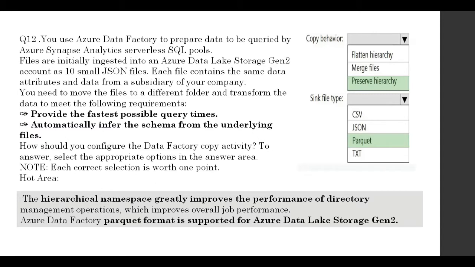So this is the question here: how should you configure the Data Factory copy activity? Your answer is the copy behavior should be preserve hierarchy and the sink file type should be Parquet. Hierarchical namespace greatly improves the performance of directory operations, and Parquet format is supported for Azure Data Lake Storage Gen2. So I hope you got the answer for this question.